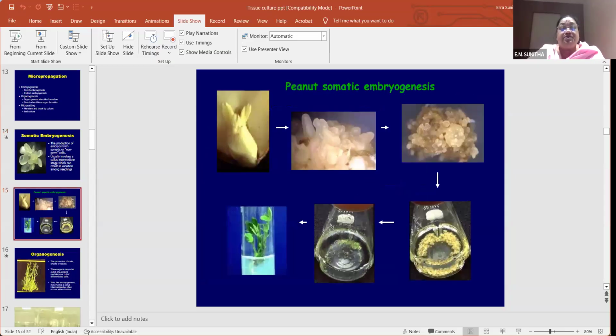See, somatic embryogenesis. You take the explant. From the explant, you put it, you will get the callus. In the callus, so many embryos will come here. See, the embryos will look like this. You take out all the embryos and you put them in the medium. When you put them in the media, you will be getting the plants. It comes to us like this. Okay.